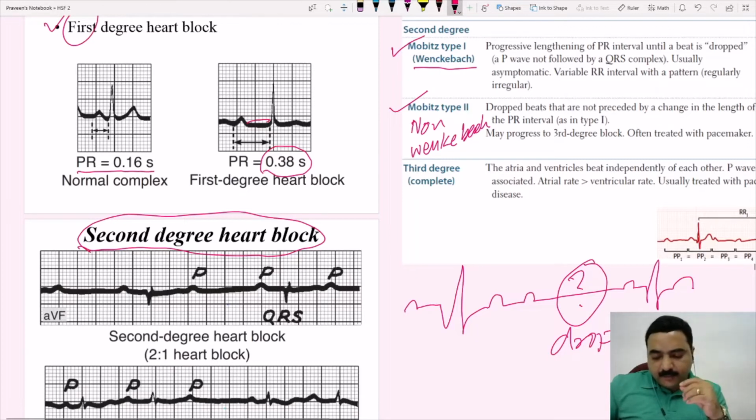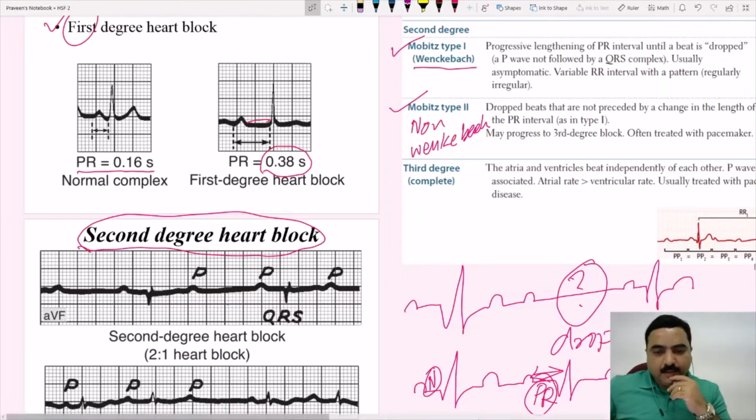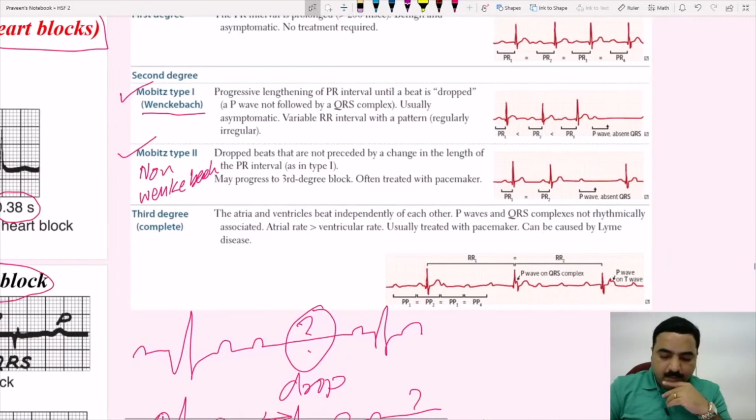Now what are the two different types of second degree? This one is like a normal type of second degree, but if you see a PR interval prolongation, you have the next P and then a prolonged P, then you miss the QRS complex. So you have a normal PR segment, and then a prolonged PR segment. There is a progressive prolongation of the PR interval, and we call that Wenckebach or Mobitz type 1. That's the major difference between second degree type 1 versus type 2.